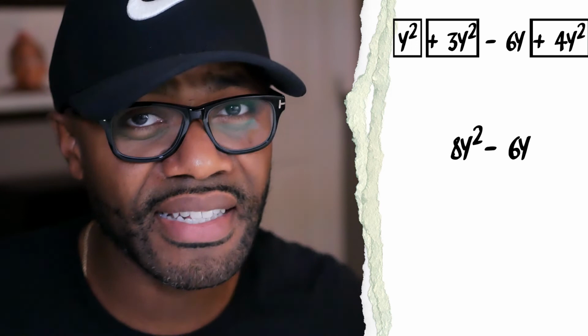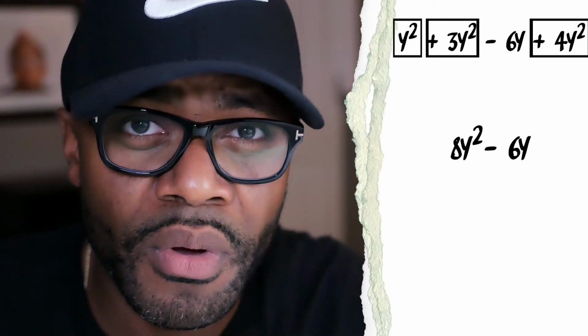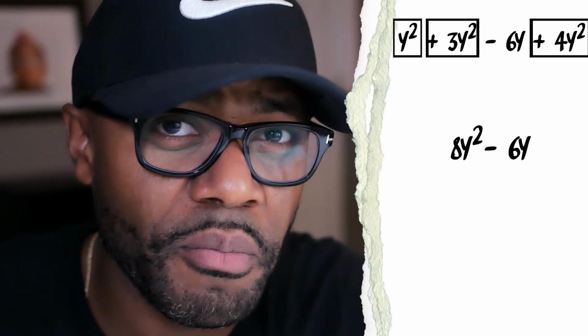The final problem, problem 10. We have y squared plus 3y squared minus 6y plus 4y squared. In this case, we can combine all the y squared, which will give us 8y squared minus 6y. Again, 6y and 8y squared are not like terms. They're not alike. So the final answer is just going to be 8y squared minus 6y.